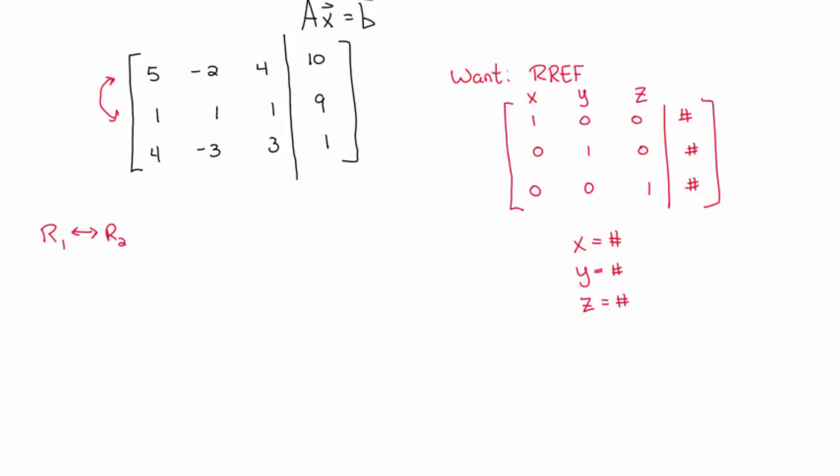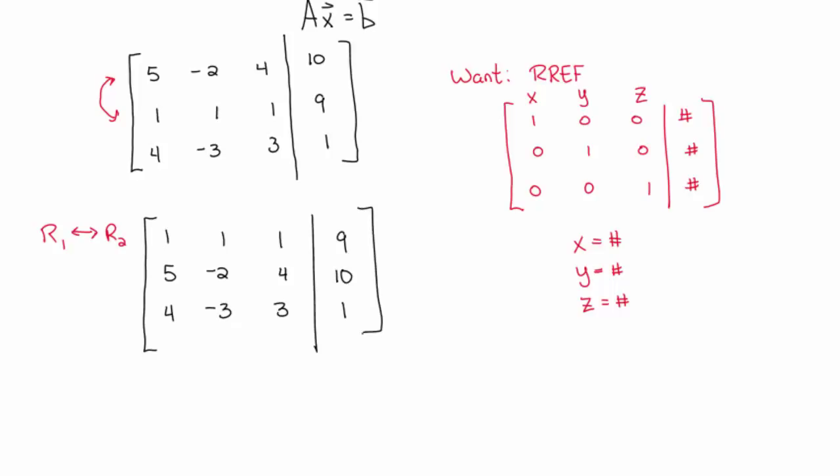I'll make all my elementary row operation notes in red. So when you trade row 1 and row 2, you get 1, 1, 1, 9, 5, -2, 4, 10. And row 3 stayed the same, 4, -3, 3, and 1. By the way, you have a lot of rewriting that you're doing when you're solving systems of equations like this. But just to let you know, it's a good algorithmic method.